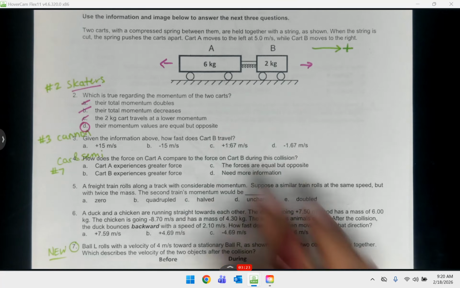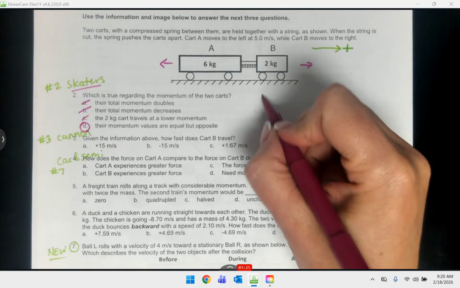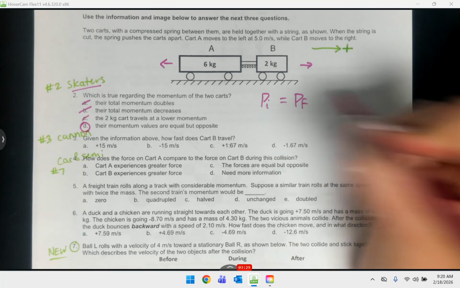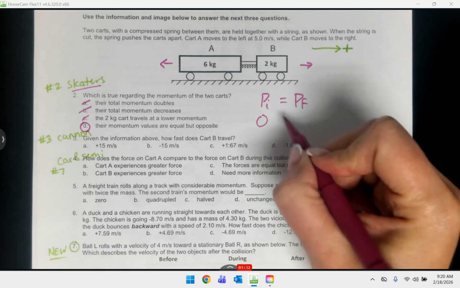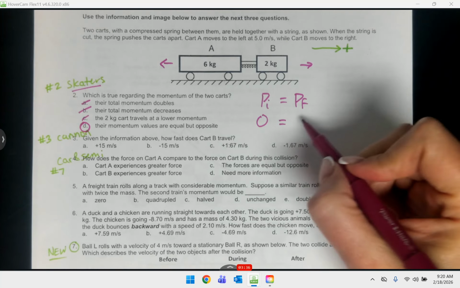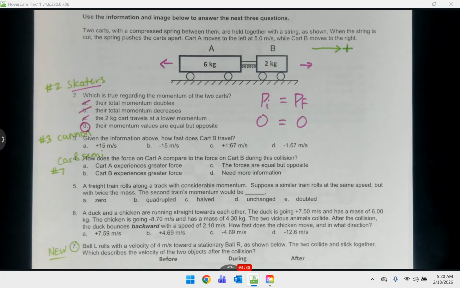If this is true, then this means we have conservation of momentum. The total initial momentum of the system should equal the total final momentum of the system, and since the initial was 0, then that means that these need to have equal and opposite momentum so that they cancel out, giving us a total of 0. So this needs to be true.